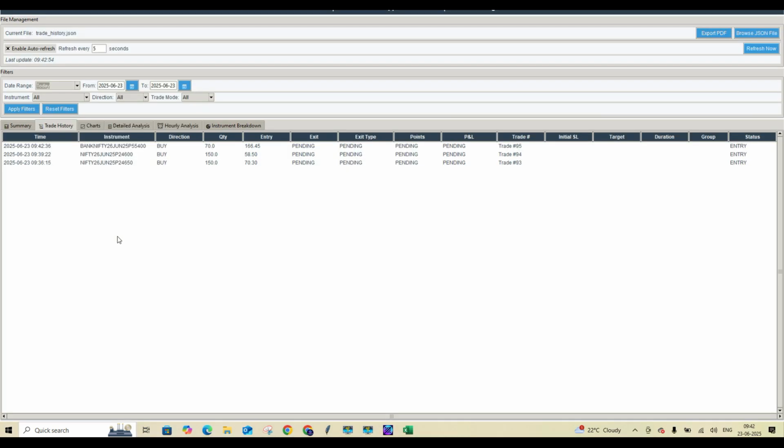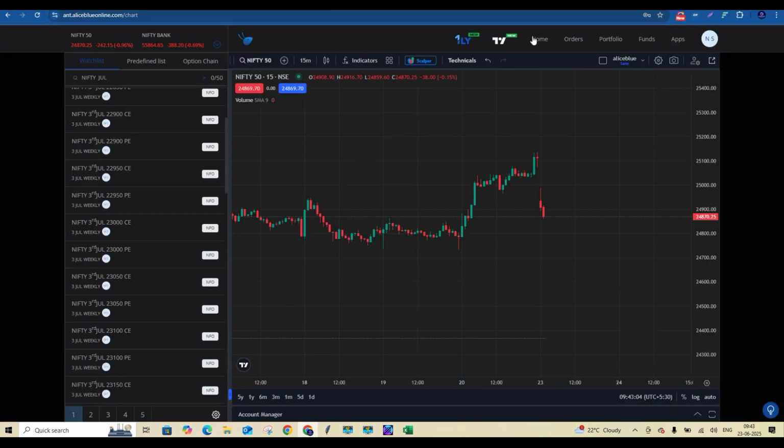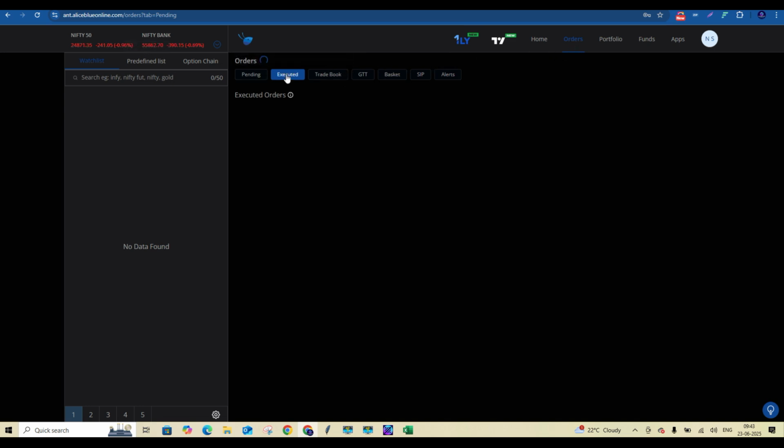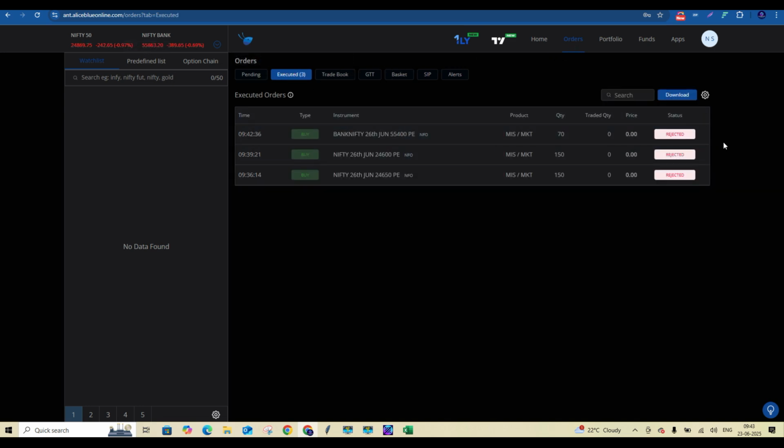Okay, as traders, you can see here the time is 9:42 and already 3 orders are placed: Nifty 2 and Bank Nifty 1. Let's mark now with Nifty. Let's open the order book here. This is where our orders will get executed, and you can see there is a rejected option here because we don't have funds, because we need to do demo all the time, so we don't put funds here and show you.